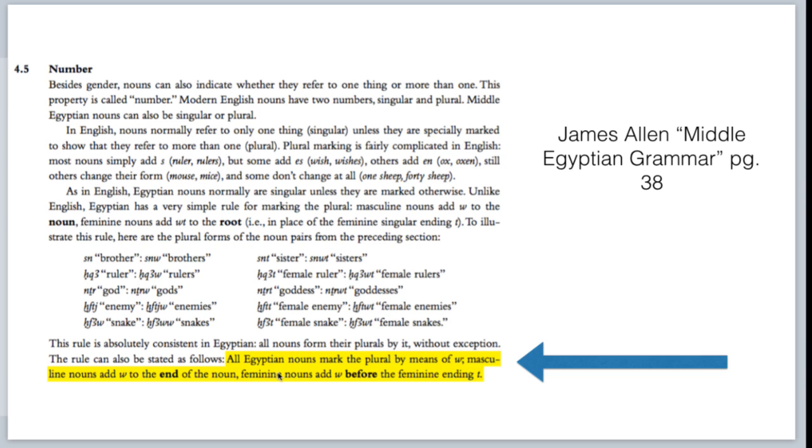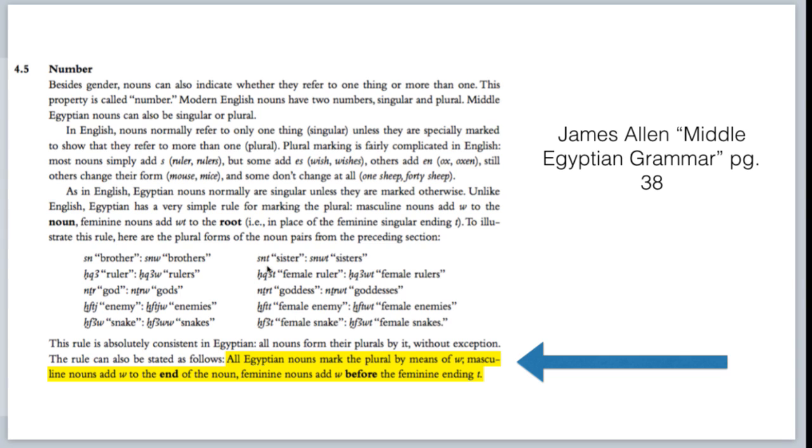I have it highlighted here. All Egyptian nouns mark the plural by means of W. Masculine nouns add the W to the end of the noun. Feminine nouns add W before the feminine T. So according to James Allen, you add the W before the T ending, giving you WT.